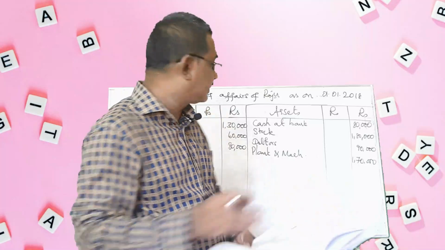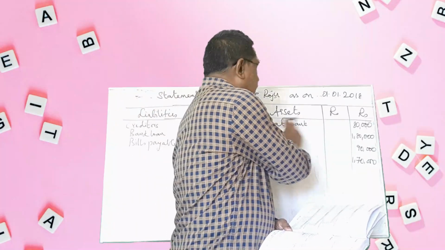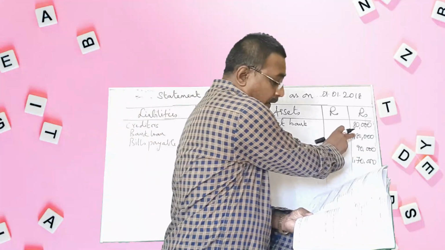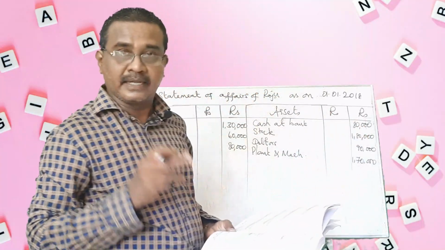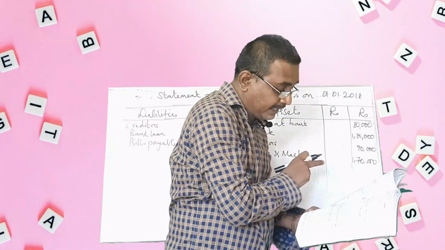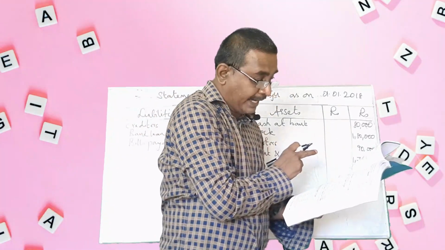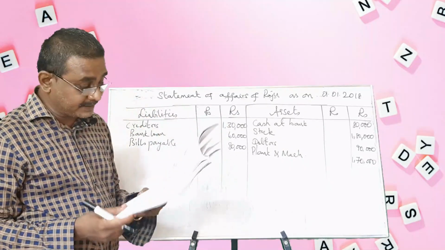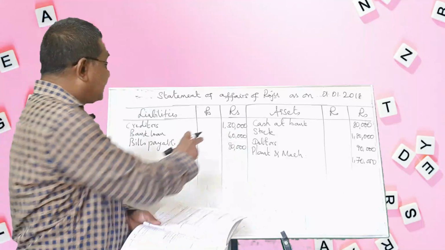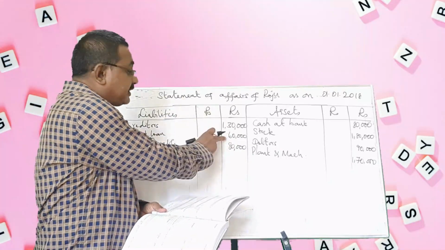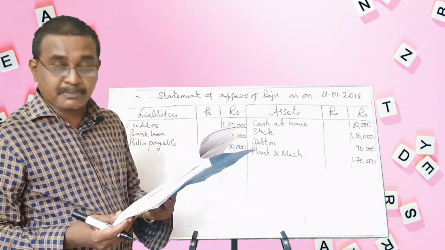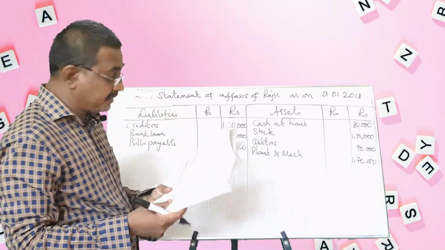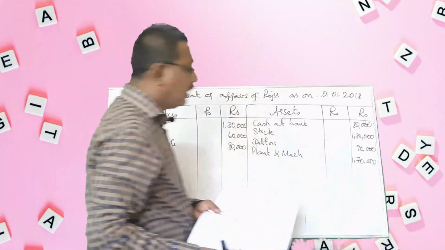Cash at bank, asset. I have written it in here. Cash at bank, 80,000. Stock of goods, an asset. Stock, 1,80,000. And debtors, asset. I have written it in the assets column, 90,000. Sundry creditors, liability. I have written it in the liabilities. And bank loan, 60,000. It is a liability and it has been taken to the liabilities side. Bills payable, a liability and it has been taken to liabilities side. Plant and machinery, asset and I have taken to assets side.